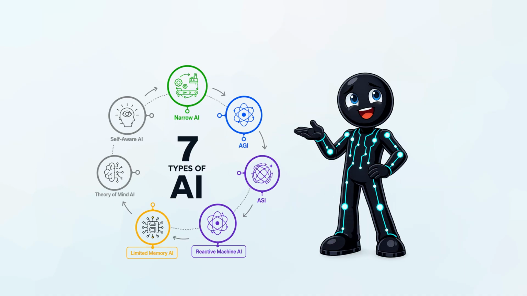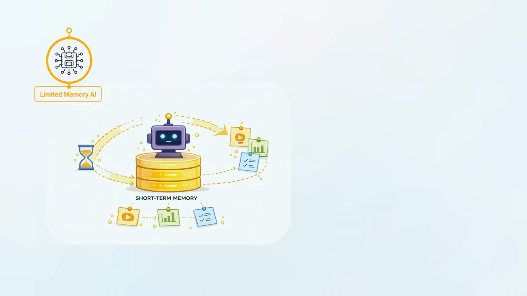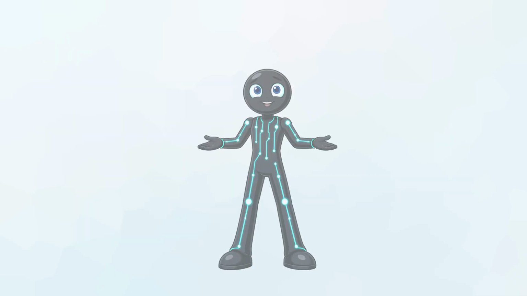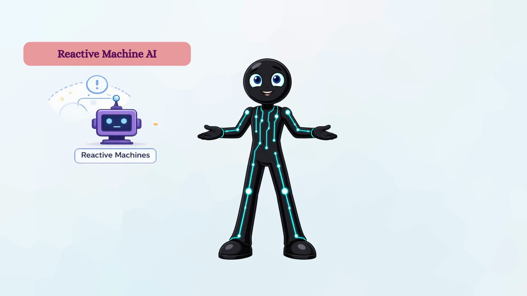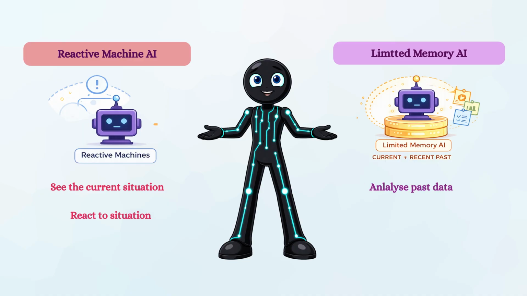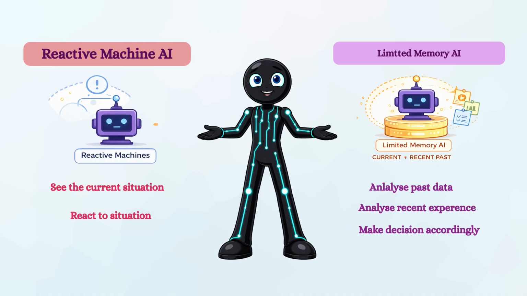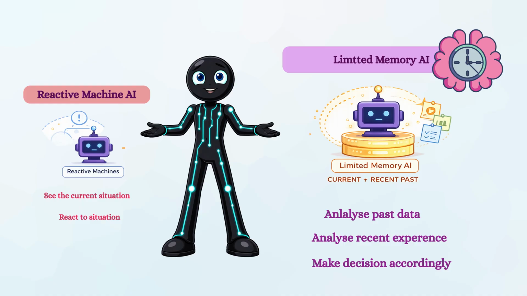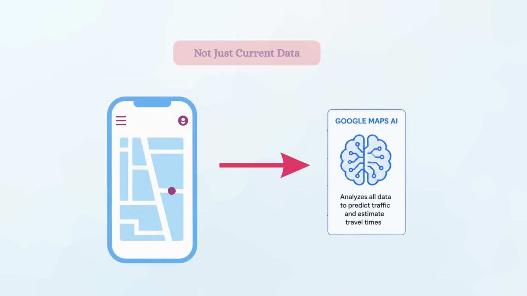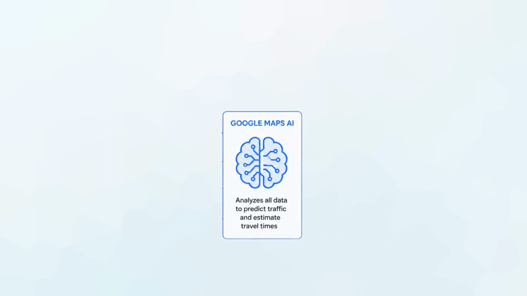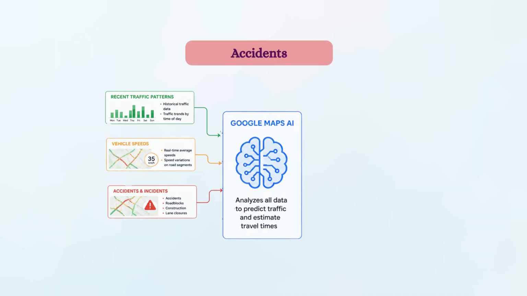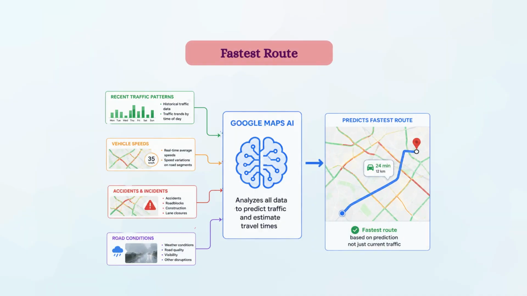The next type is called Limited Memory AI. As the name suggests, this type of AI can remember some information for a limited period of time. Unlike reactive machines, which only look at the current situation, limited memory AI can use past data and recent experiences to make better decisions. In simple terms, it has short-term memory. Think about Google Maps. When Google Maps predicts traffic, it does not only look at what is happening right now, it also analyzes recent traffic patterns, vehicle speeds, accidents, and road conditions to estimate the fastest route.